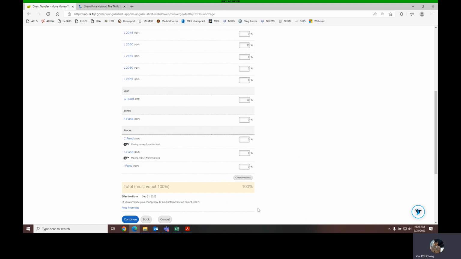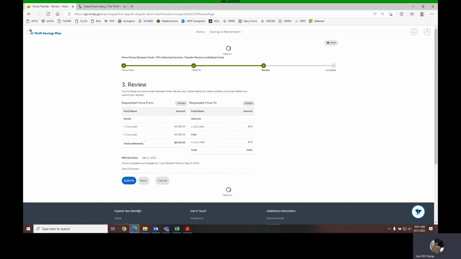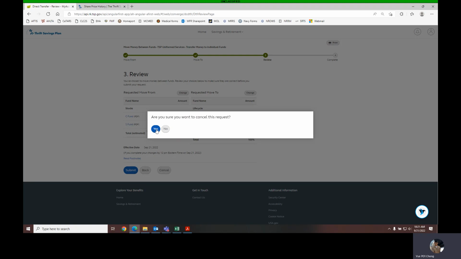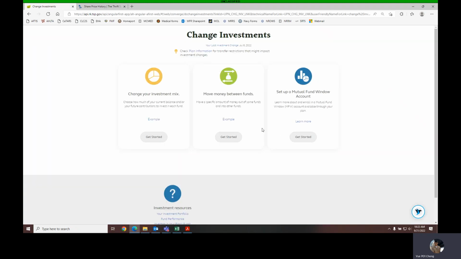It's up to you, whatever you want to do. As long as it equals 100%, you hit continue. Right? So it'll show that you took out 8 grand out of these two pots to buy more other funds. And you hit submit. But again, you're normally not going to ever use that middle button.